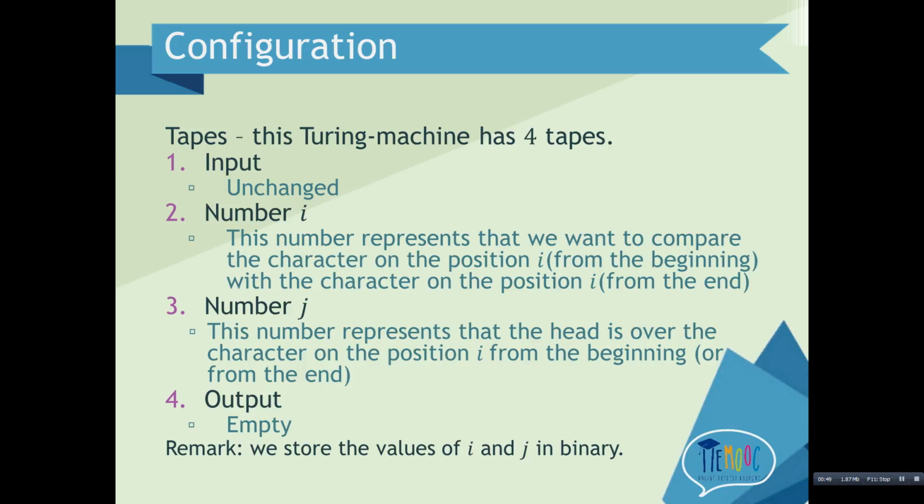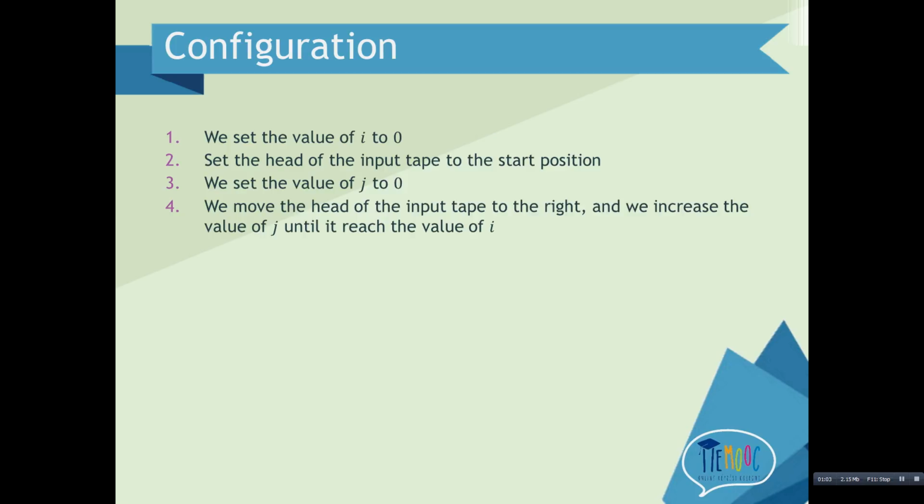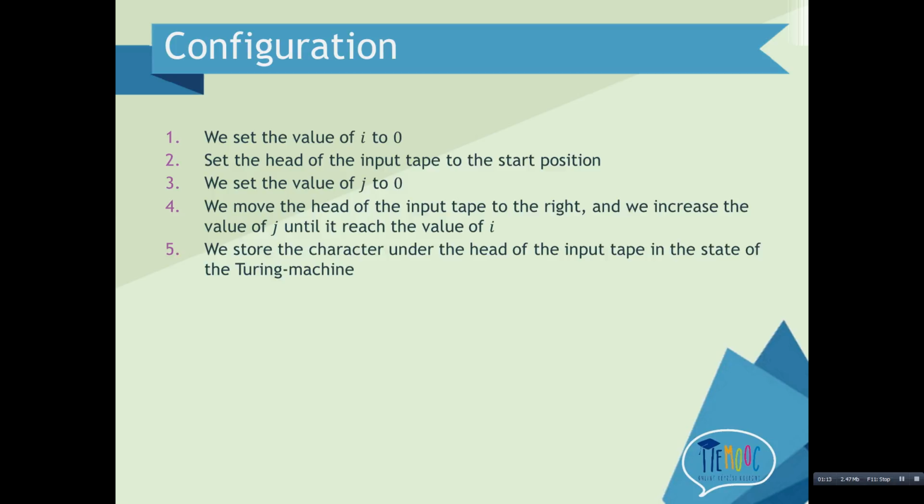How does the algorithm work? We set the value of I to 0. After that, we set the head of the input tape to the start position. Then set the value of j to 0. Move the head of the input tape to the right, and we increase the value of j until it reaches the value of I. Store the symbol under the head of the input tape in the state of the Turing machine. Move the head to the end of the input and set the value of j to 0.